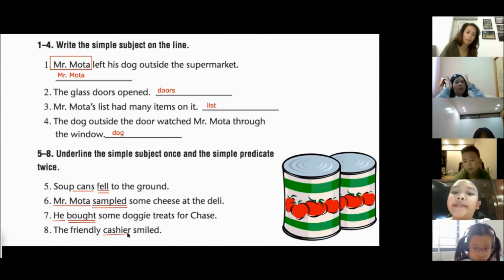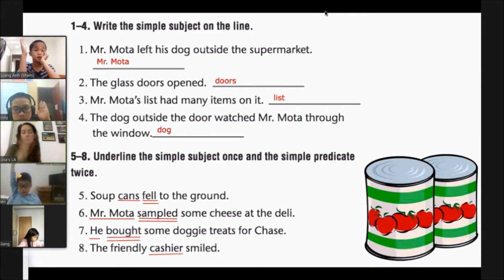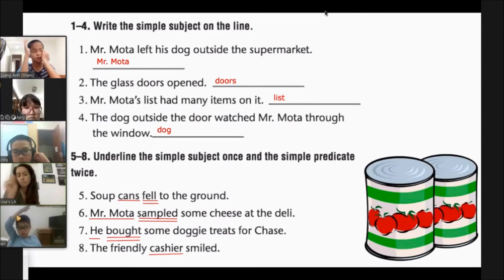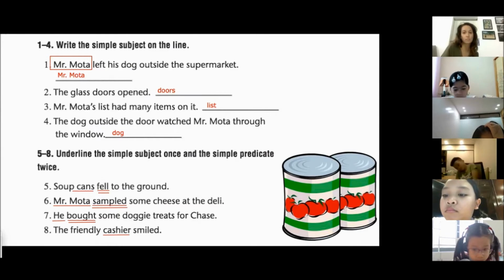A cashier is someone, if you go to a grocery store, who rings up your items and you give money to. And they put it in the bag. You've seen a cashier before. So a cashier is someone who works at the store and you pay for your items. Okay, good job. So the sentence is about the cashier.